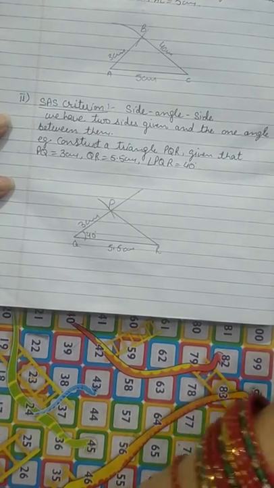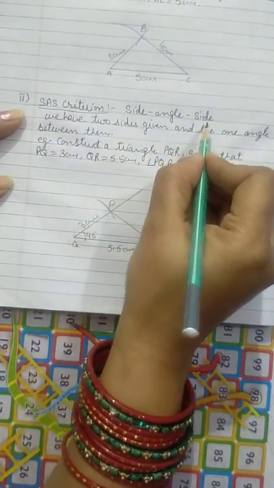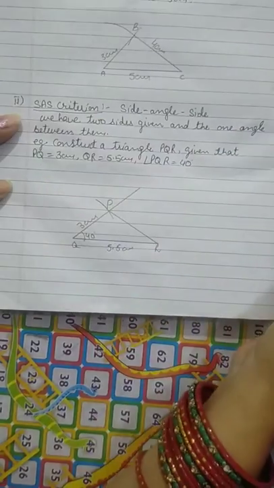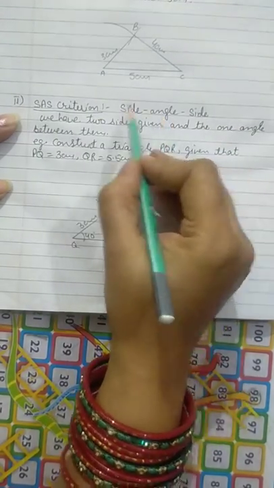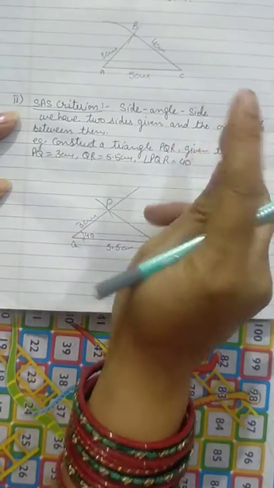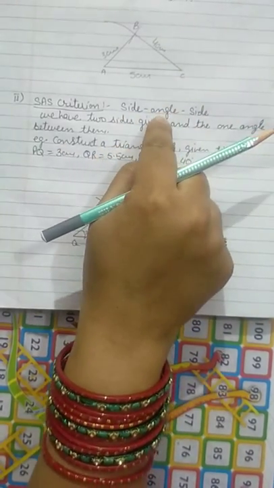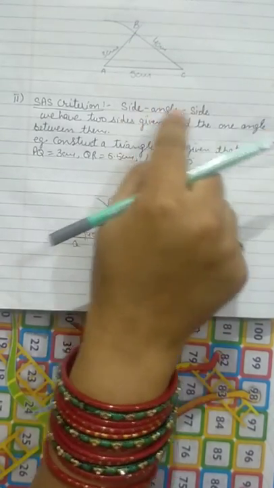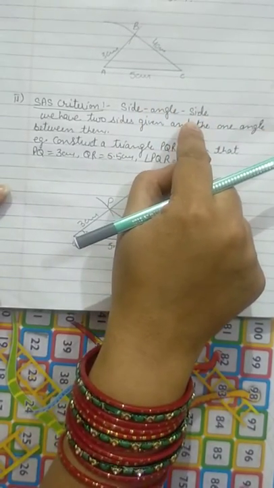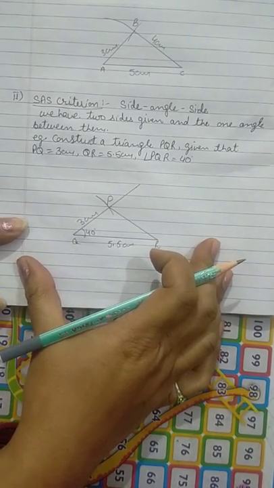Now the next criteria is the SAS criteria, meaning side, angle, side. From this criteria, you can see that one angle is in between both the sides. It means that when we have 2 sides and an angle given to you, you can see that the angle is lying between the 2 sides. See here, I have taken one more example. I am going to explain it to you.